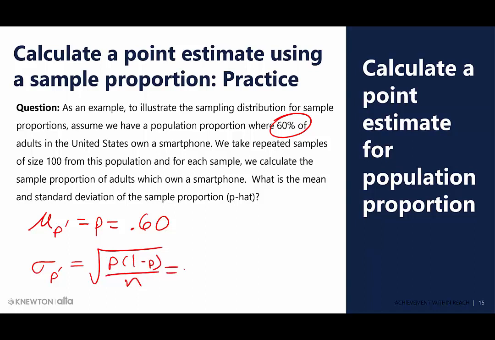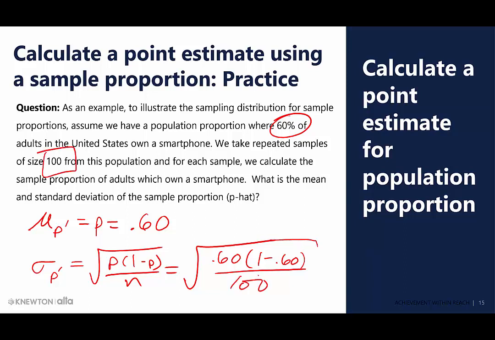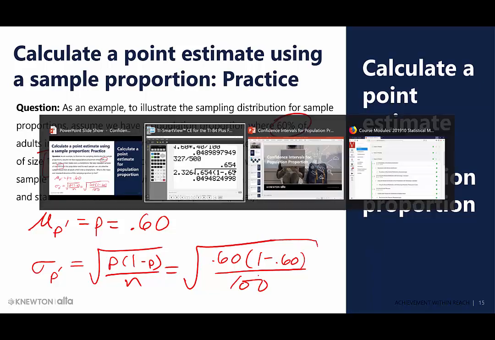What does that look like for us? Well, it's the square root of, we know P is 0.60, times 1 minus 0.60 is the other part that we have to multiply it by. Or you could put in 40% there if you're comfortable with that subtraction. Over our sample size. What's the sample size of our samples? It's the size of 100. So we're going to divide this by 100. All of this is underneath the radical. Let's throw this in a calculator.